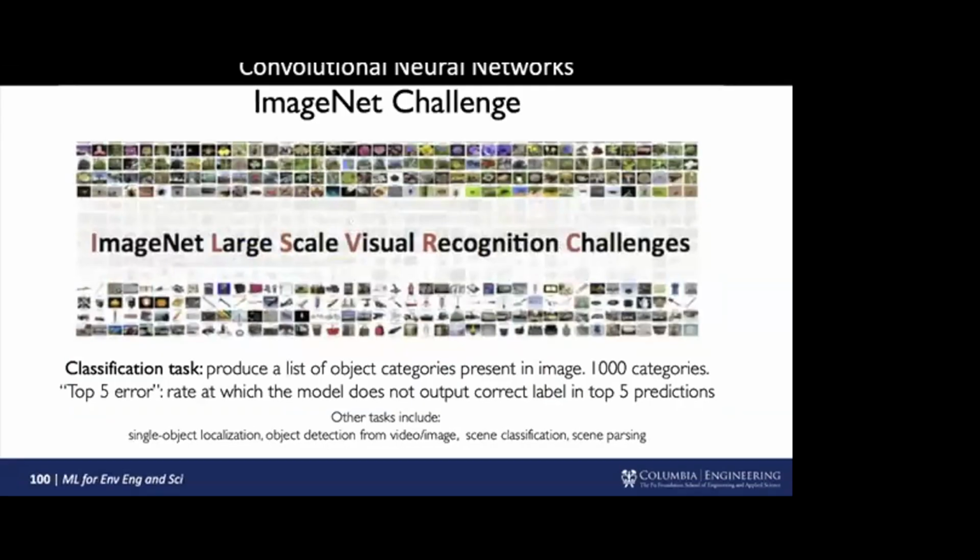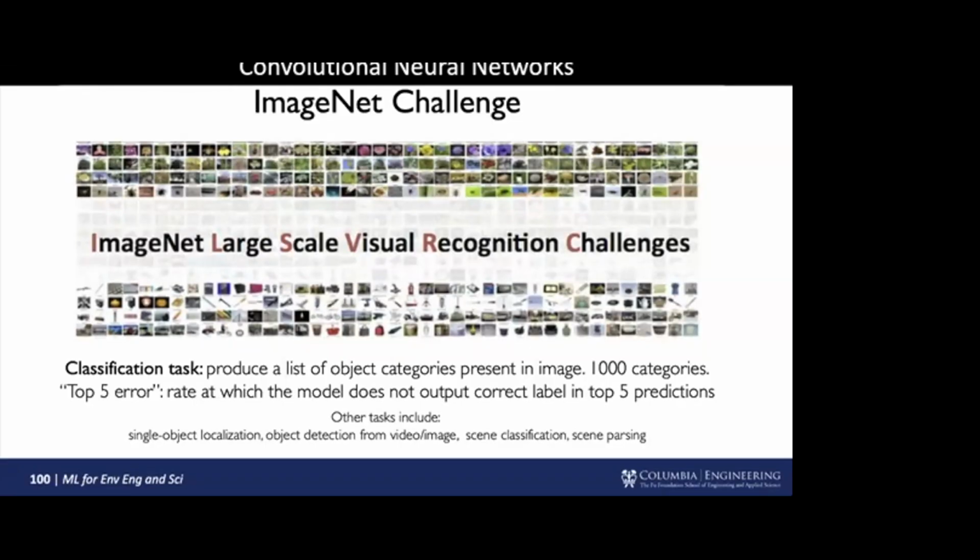Then the ImageNet challenge was a yearly competition designed to benchmark visual recognition systems. The main task was image classification. Given an image, the model had to predict which object it represents, out of 1,000 possible categories. It could be apple, banana, or more than fruits, something else, animals. Performance was measured using the top-5 error. That means classification is considered correct if the true label appears in the model's top 5 guesses.